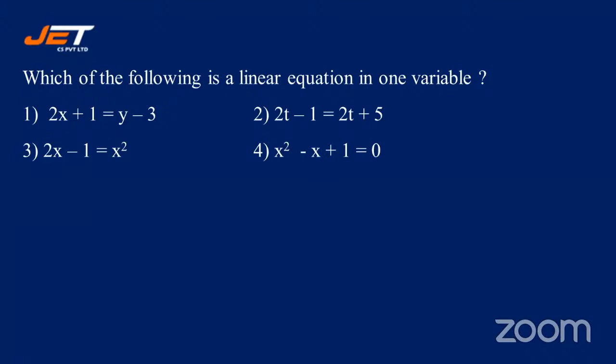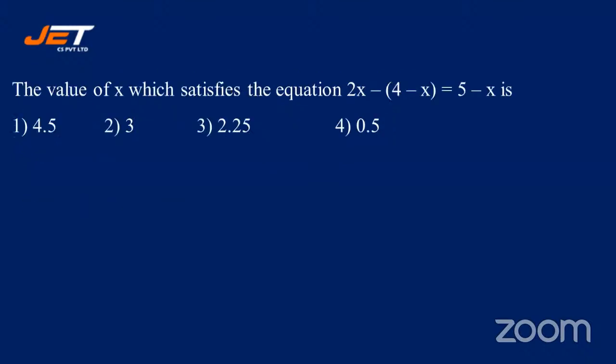So I'm sure many of you will be giving me the right answers. Let's quickly look into the answer. Yes, yes, yes. Option 2, option 2. Sharon, please check your answer. Monica, check your answer. All others are giving me the right answers. Yes, perfect. It is option 2, 2t minus 1 is equal to 2t plus 5. Yes, good. Let's move on to the next question.